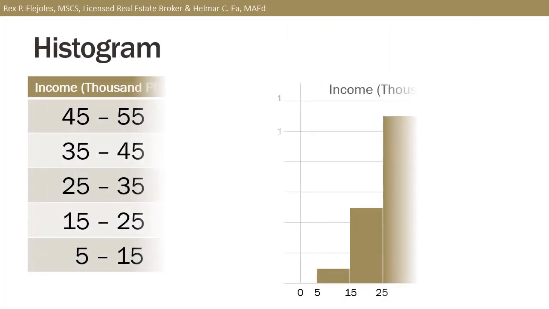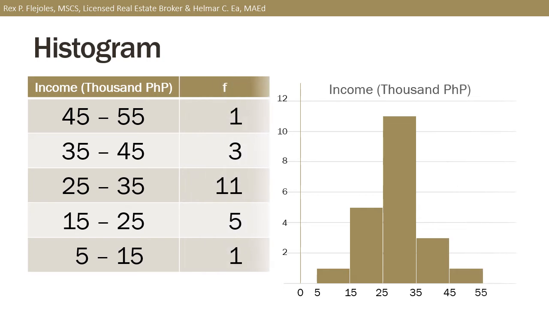On the one side is the tabular presentation of the distribution of income in 1,000 pesos. On the other side is the corresponding distribution in histogram. Histogram is the best option to portray a distribution involving continuous measurements since the bars are adjacent to each other. It depicts continuous values.